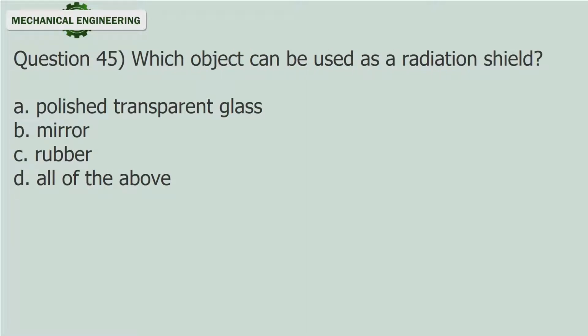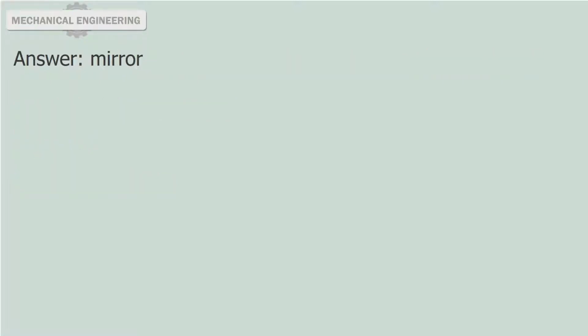Question 45. Which object can be used as a radiation shield? A. Polished transparent glass. B. Mirror. C. Rubber. D. All of the above. Answer: mirror.